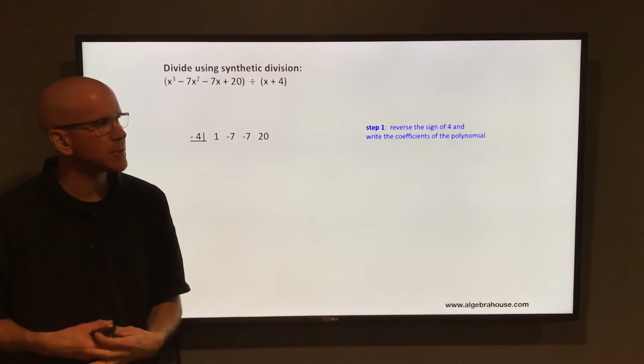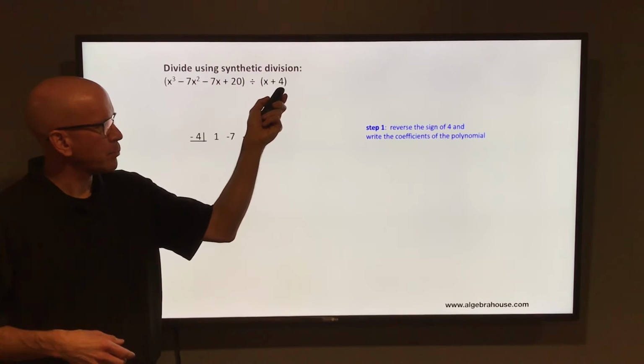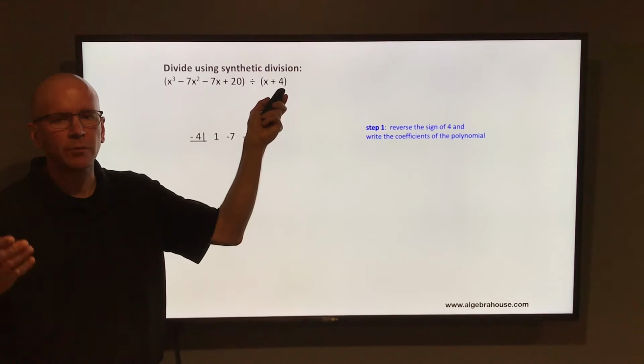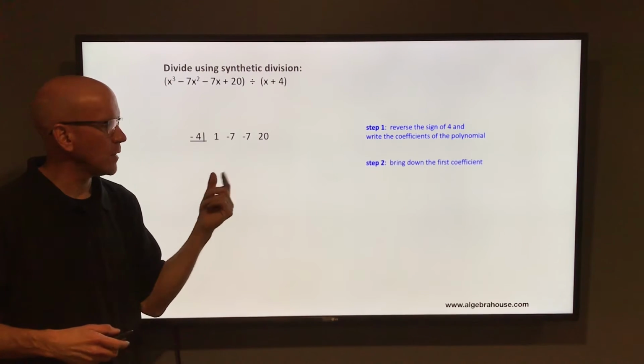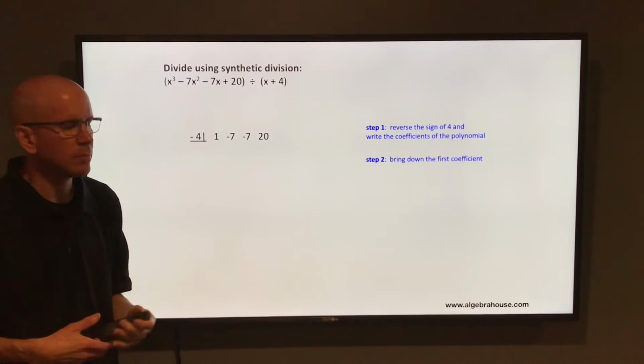List those coefficients. Go to the divisor. That plus 4, switch the sign on that because we're focused on the root. We're focused on x equals -4. And put a -4 in the box. Then draw a horizontal line with enough space to list another group of numbers.